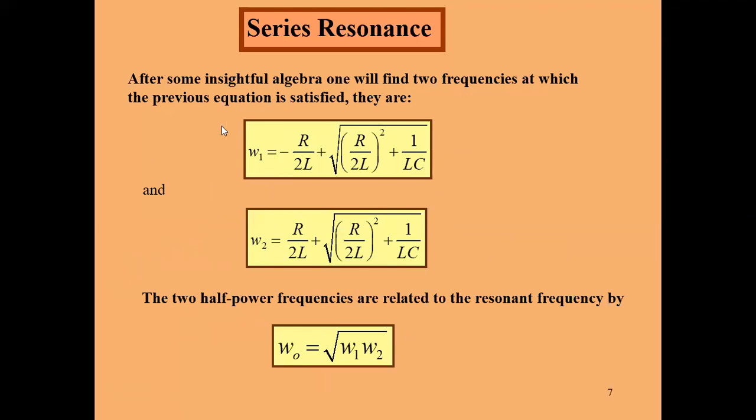From that we are obtaining the values of this W1 and W2. So W1 is nothing but the first cutoff frequency and W2 is nothing but the second cutoff frequency, and the difference of those frequencies we are calling the bandwidth, or bandwidth is nothing but the operating frequency range of the circuit. So below that W1 the circuit is not working properly, or above that W2 the circuit is not working properly.